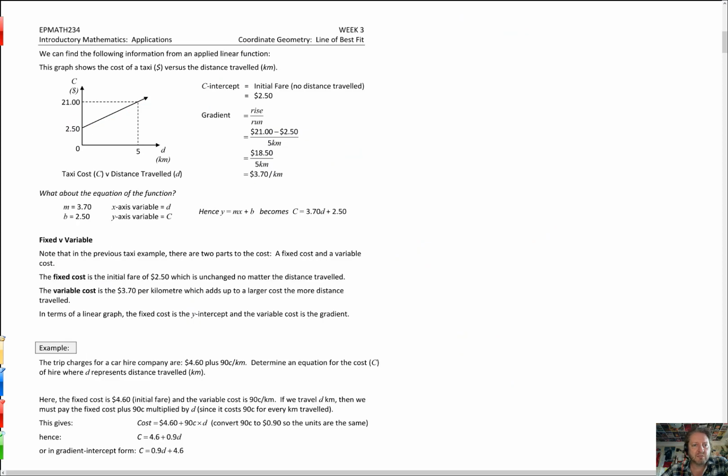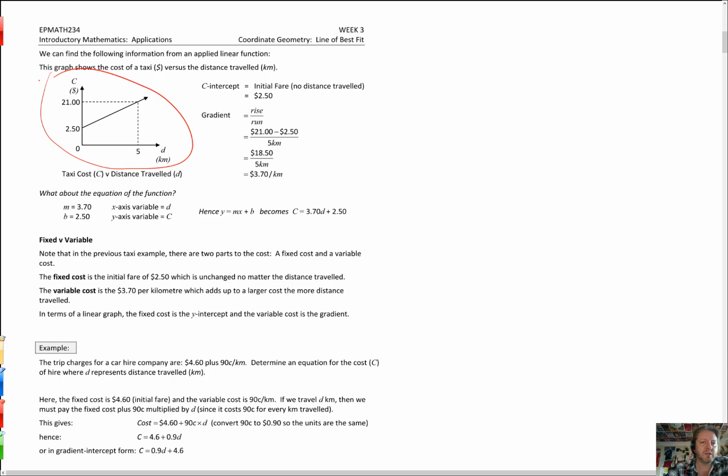On to the next page, we've got another taxi issue. And it's just an example. We've got a few more numbers shown here. And let's look at the sort of questions we might get asked. We could get given just this graph. And first we ask, well, what's the C-intercept?